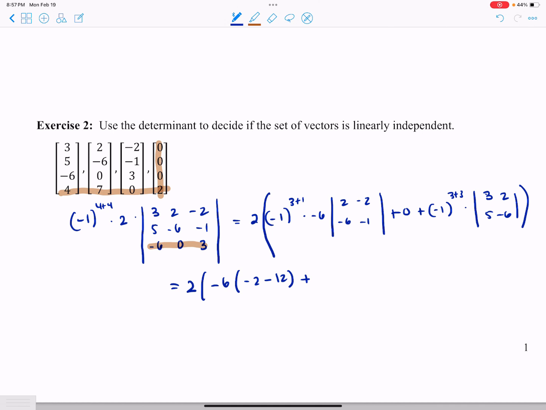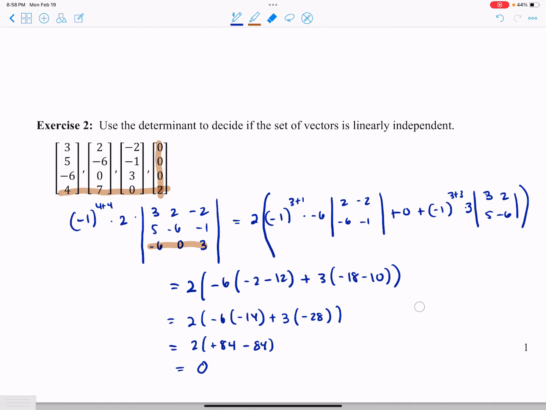plus, I forgot my 3 in here, 3 times negative 18 minus 10. 2 times negative 6 times negative 14 plus 3 times negative 28. This determinant is 0, which tells me the vectors are linearly dependent.